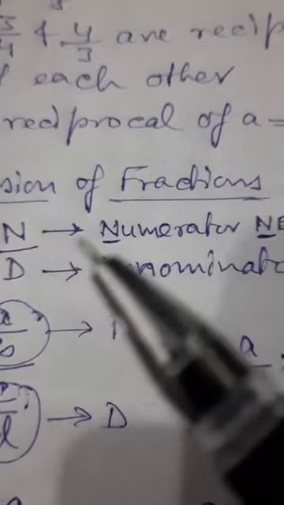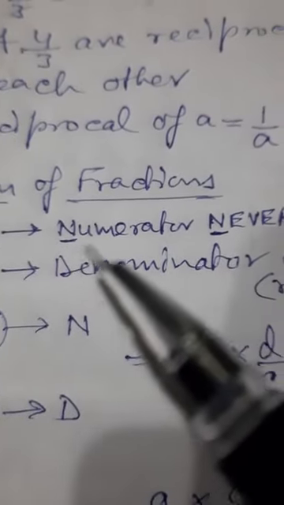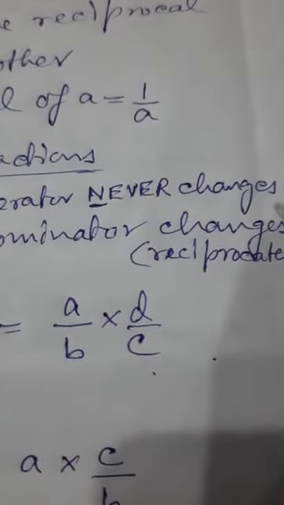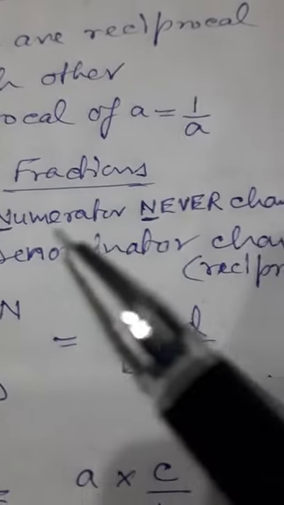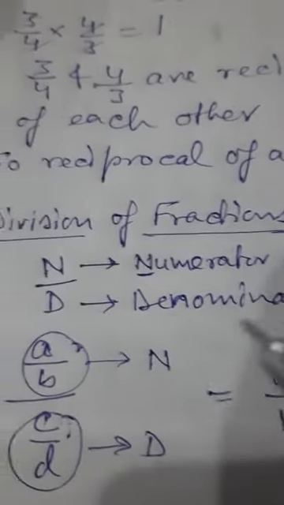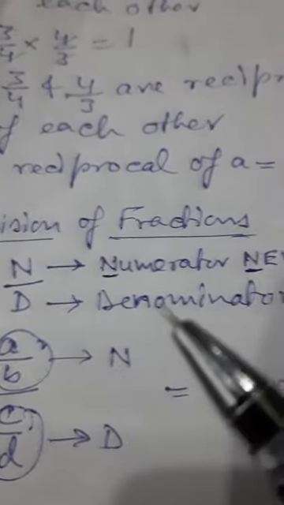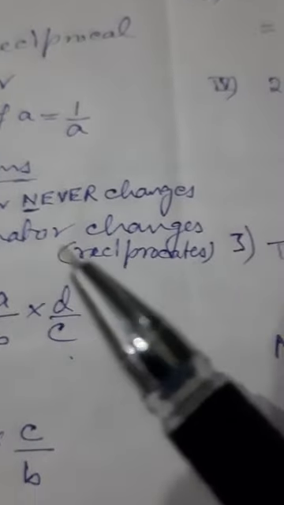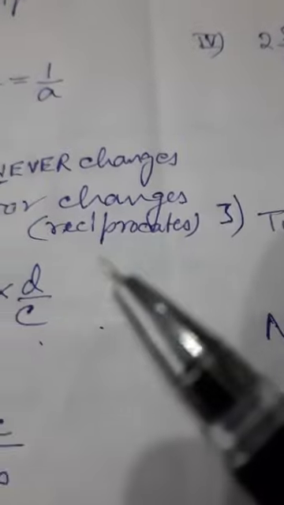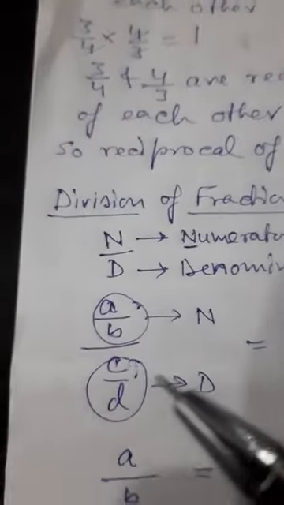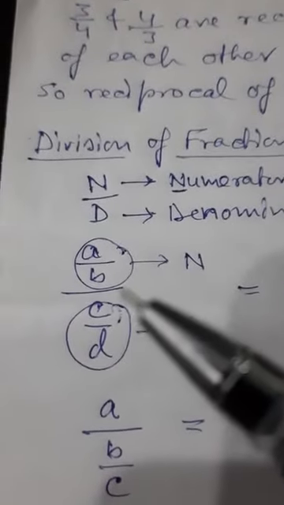So you know n for numerator, learn one more n, that means never changes. So numerator never changes in division of fractions and denominator does change. So d for denominator does change and it gets actually reciprocated. Now how it happens, I will show you here by example.